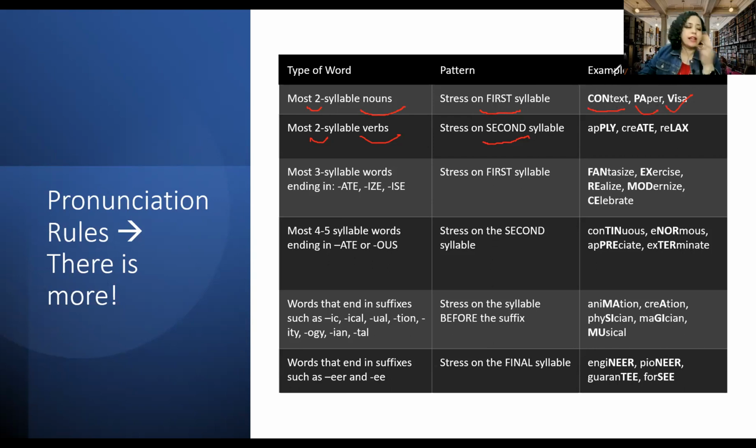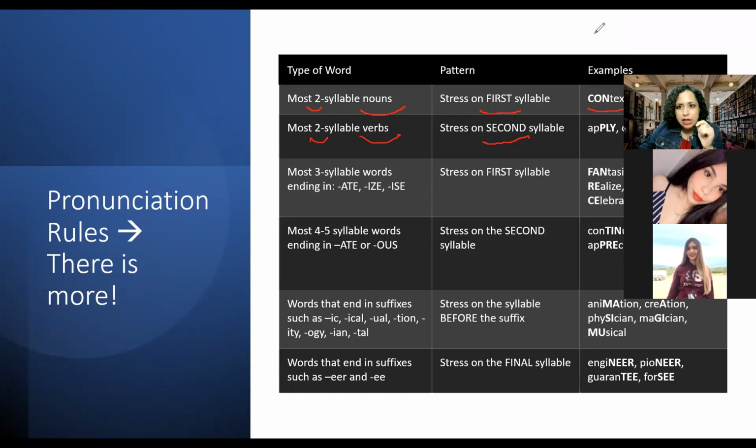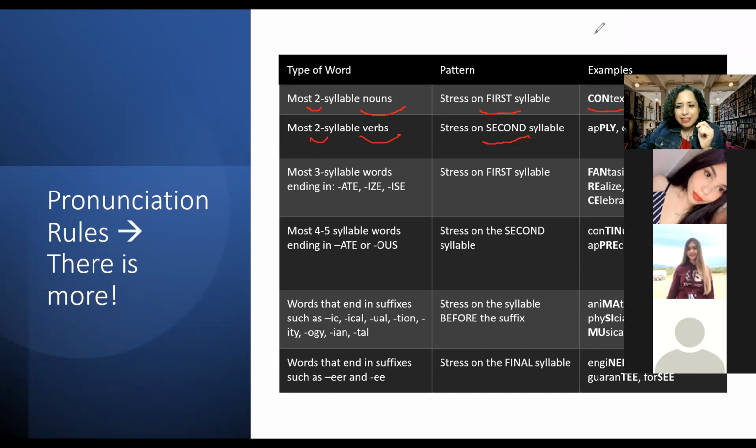So let's practice. This is a time that you can turn on your microphones. Let's not keep them in silence, and let's practice with these nouns. Just repeat after me, please. Get your microphones ready, because this is the time that you participate. Turn on your microphones. Let's make some noise.